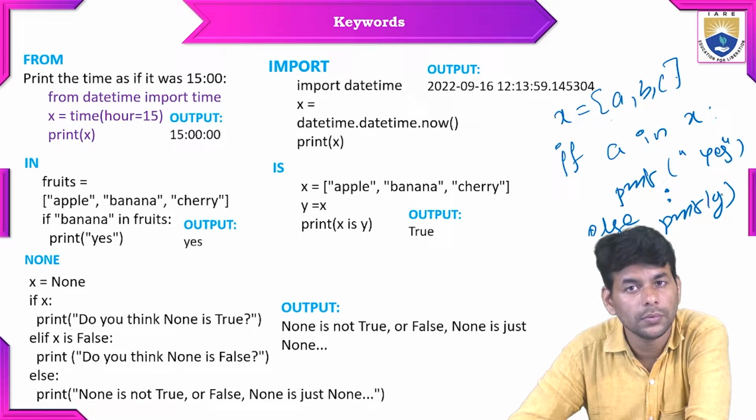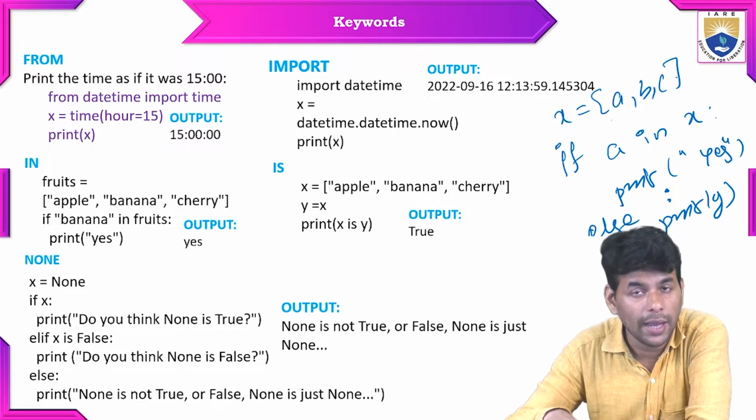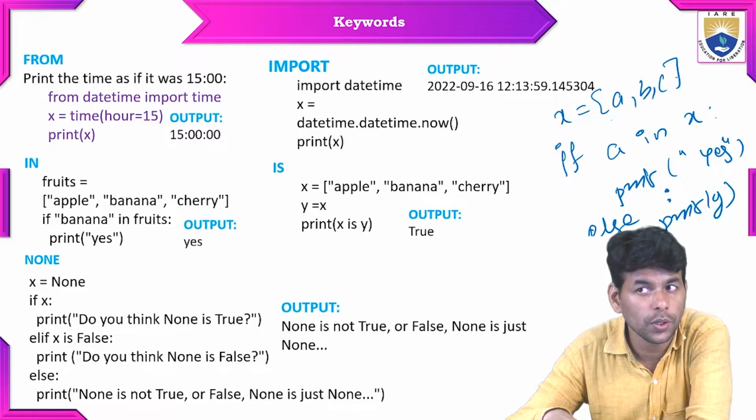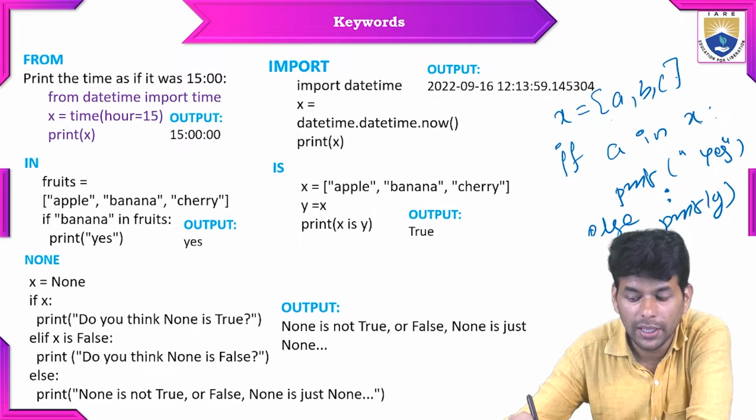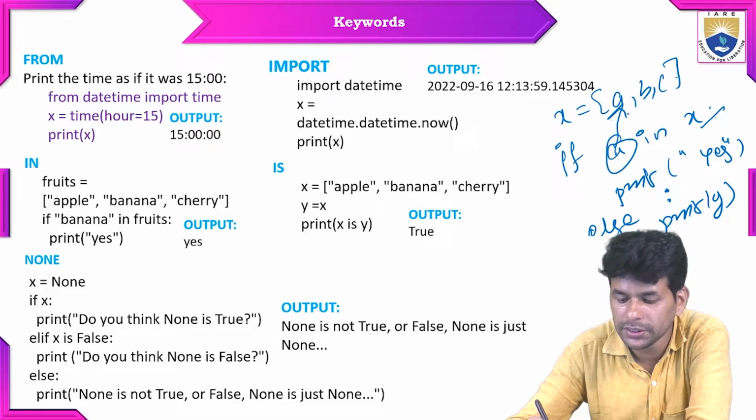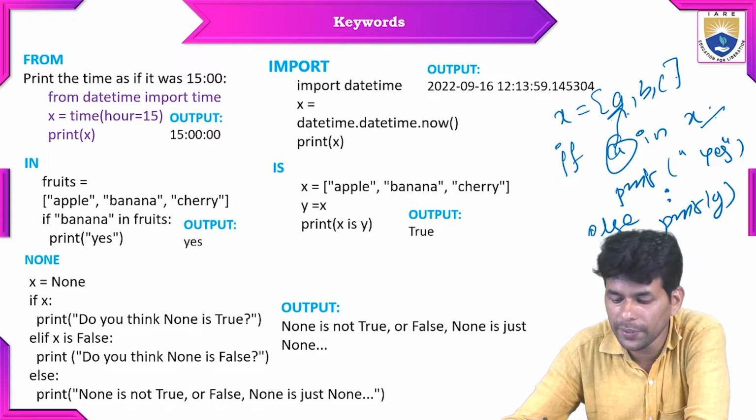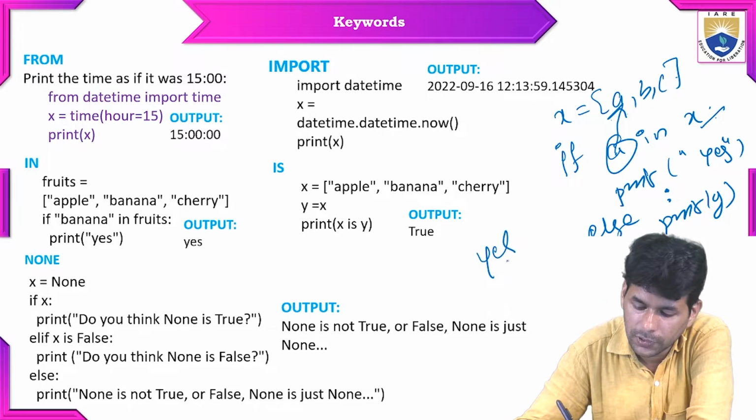y. What is it? I have taken one small simple program here, x is equal to a, b, c. If a in x, then what will happen? Print x, else print y. Very simple. What is the a value here? A exists in x. So the output is yes here.